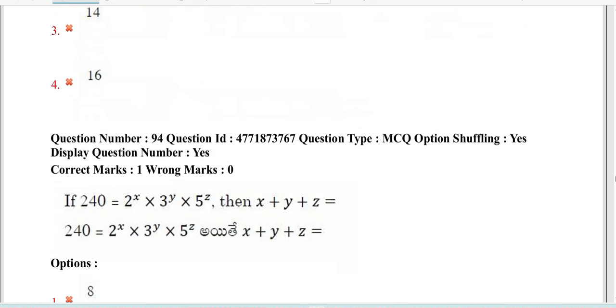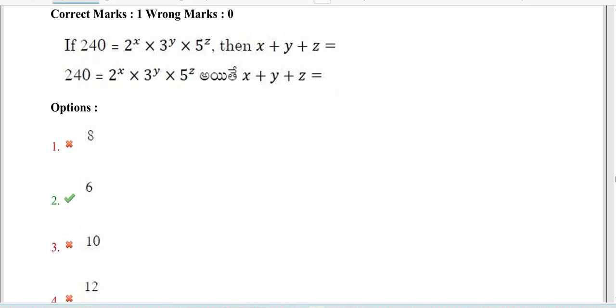Okay, now let us go with this next question. If 240 is equal to 2 to the power of x into 3 to the power of y into 5 to the power of z, then we are asked to find out x plus y plus z.